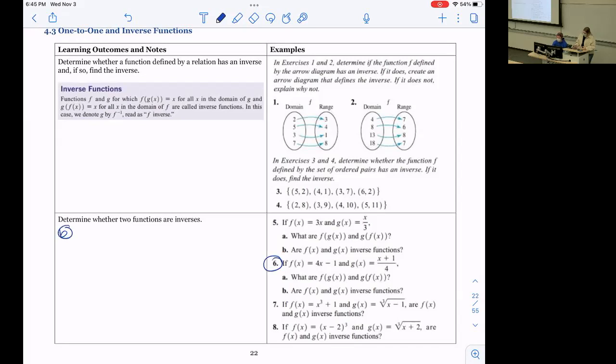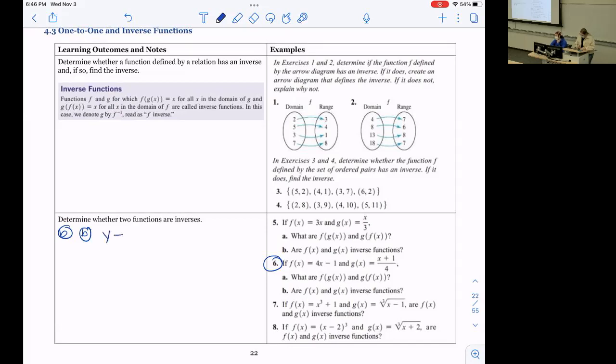So if f of x equals 4x minus 1 and g of x equals x plus 1 over 4, A, what are f of g of x and g of f of x? And B, are f of x and g of x inverse functions? So we're just going to go over B since we already spent time going over composition functions. So we're going to look at f of x and g of x, and find each of the inverses just to make sure that they are inverses of each other.